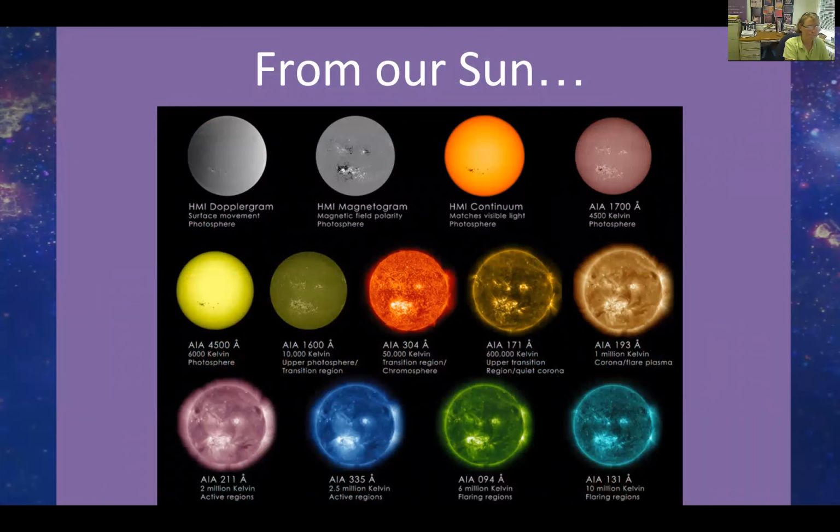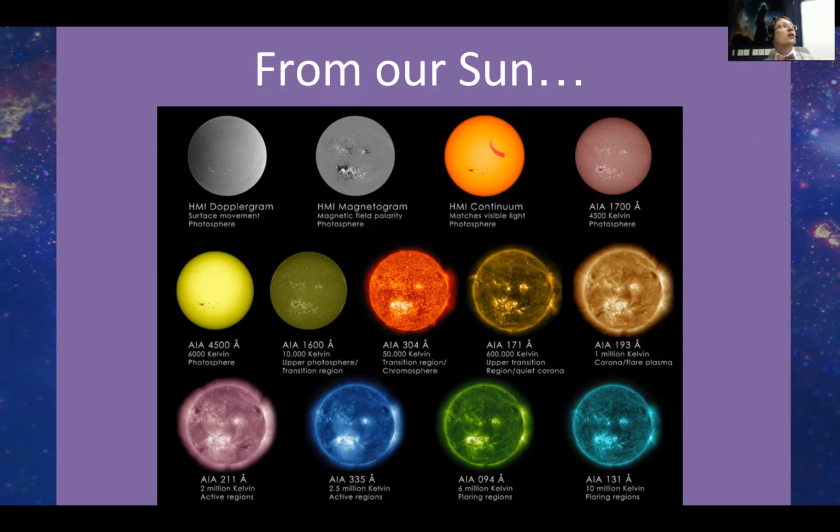So as you guys noted, we do have lots of different wavelengths coming from the Sun, lots of different portions of the EM spectrum. And you can see all sorts of different images from the Sun on this page. These different colors aren't real colors, I should note.